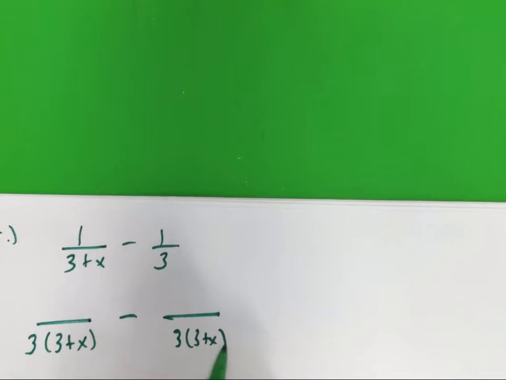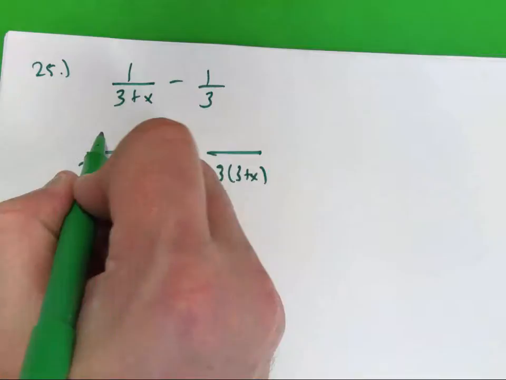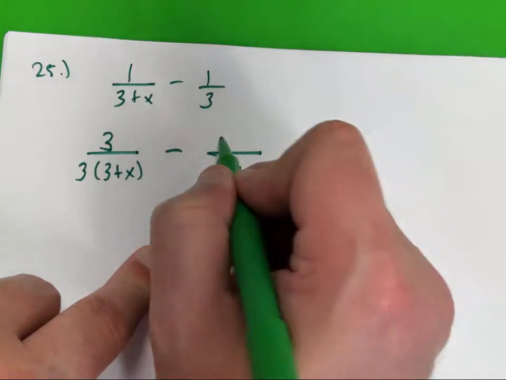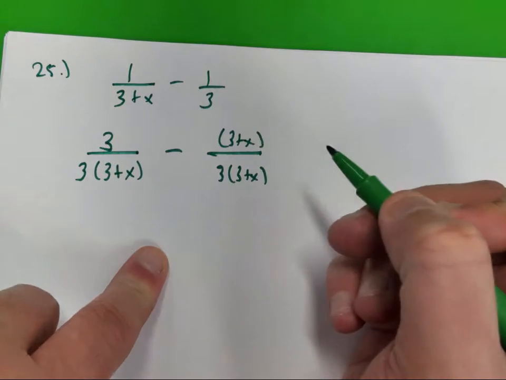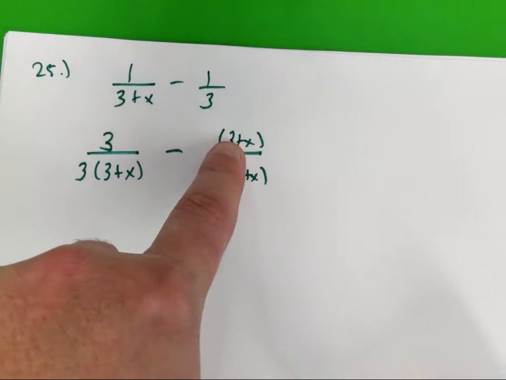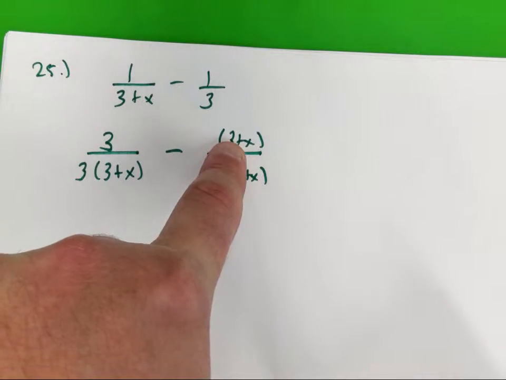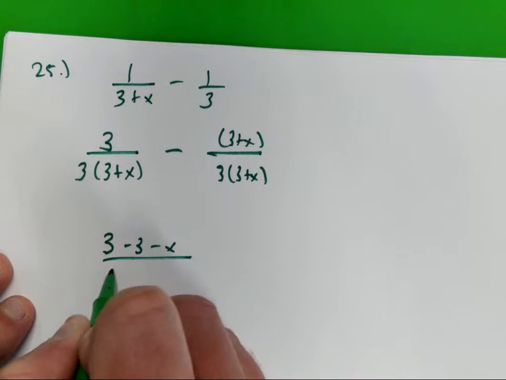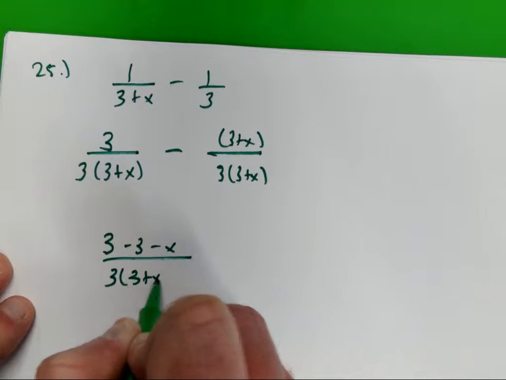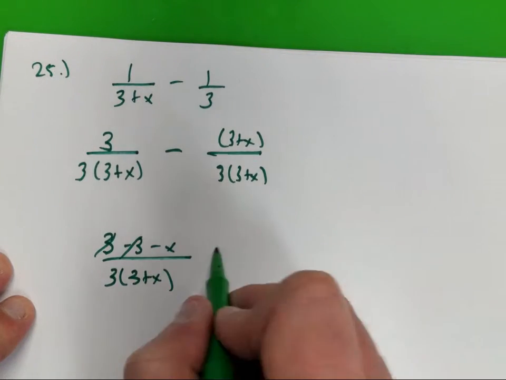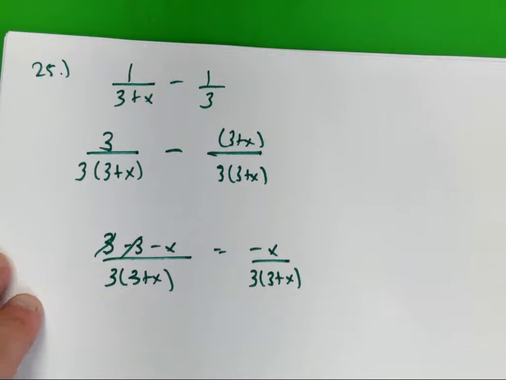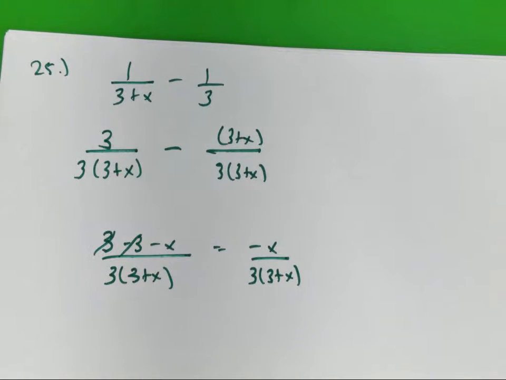Very good. Now, here I multiply this by 3, so I got to multiply the numerator. Here I multiplied it by 3 plus x. I'll multiply it by 1. That's going to be 3 plus x up here. The reason I'm putting parentheses, what's this minus going to do to everything in there? Change the signs. So I got 3 minus x over 3 times 3 plus x. These cancel out. I'm left with negative x over 3 times 3 plus x. So that's what I get when I subtract those.